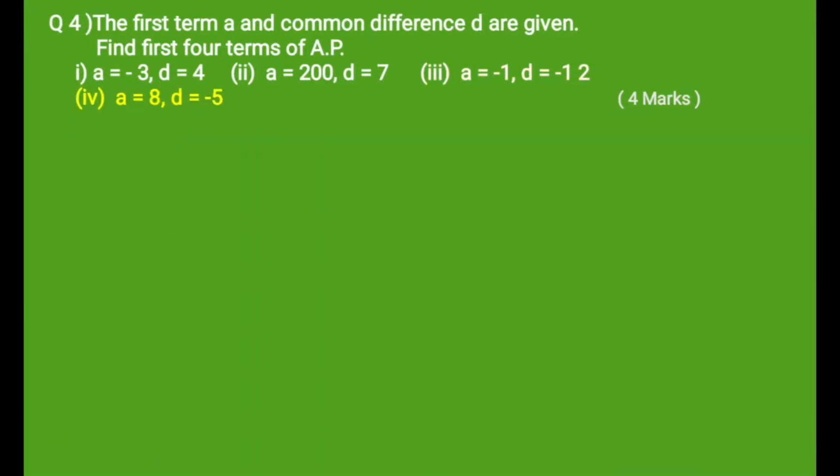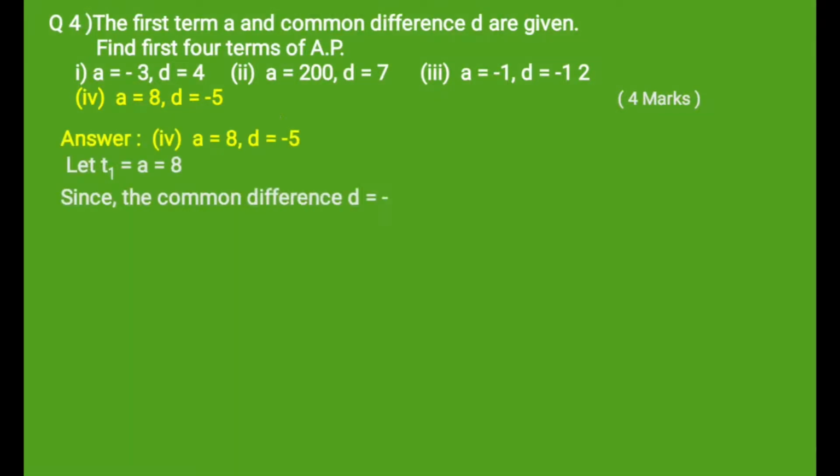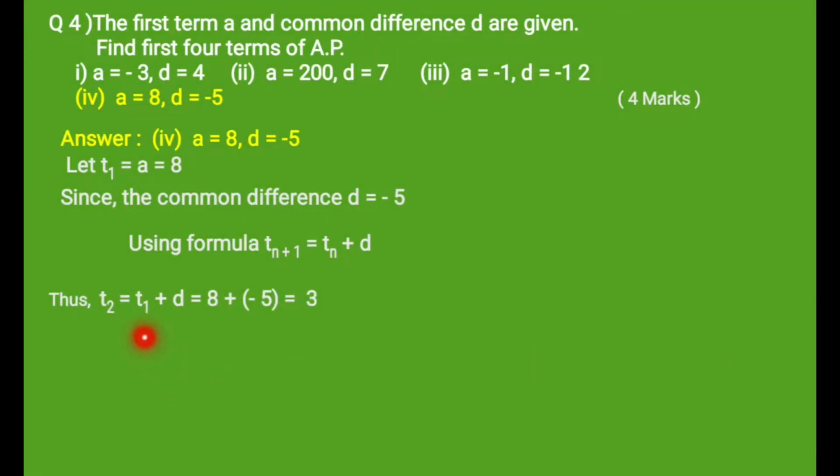Now see the last sub question. A equals 8, d equals -5. So we write here t1 equals a equals 8. Since the common difference d equals -5, so using the formula tn plus 1 equals tn plus d, first we find second term t2 equals t1 plus d. t1 is 8, d is -5, so 8 minus 5 we get 3.